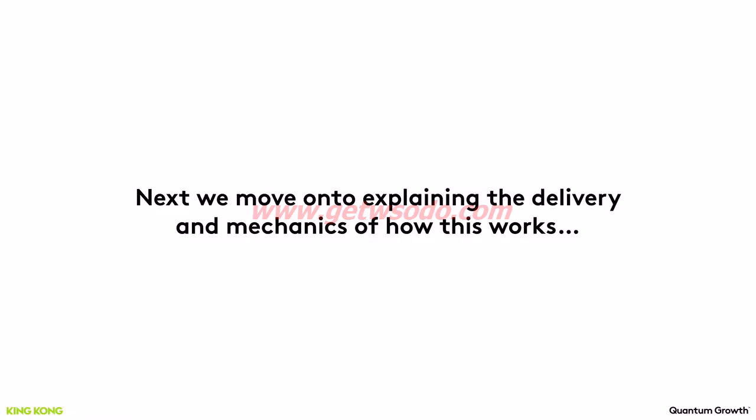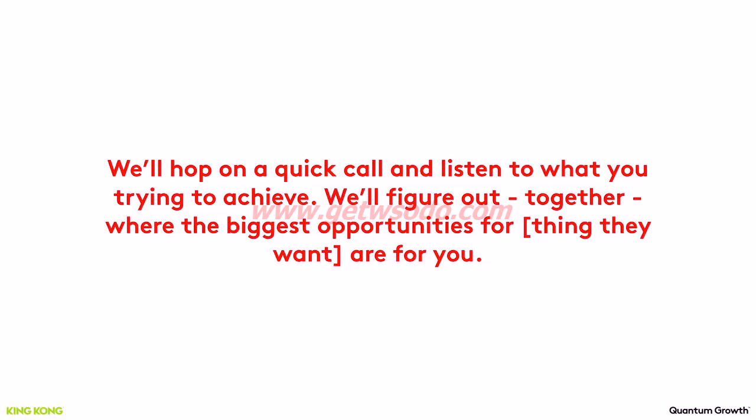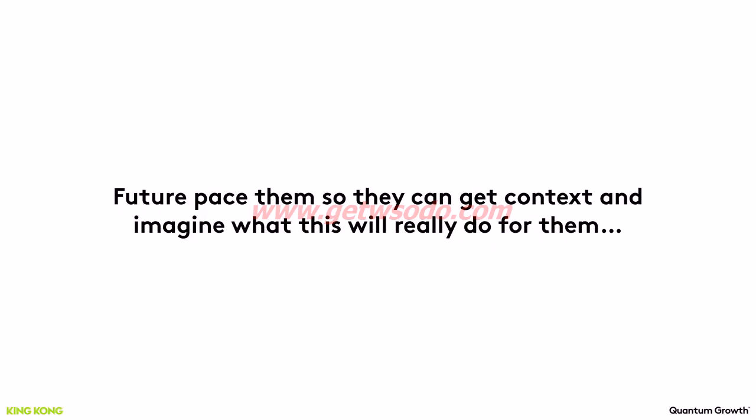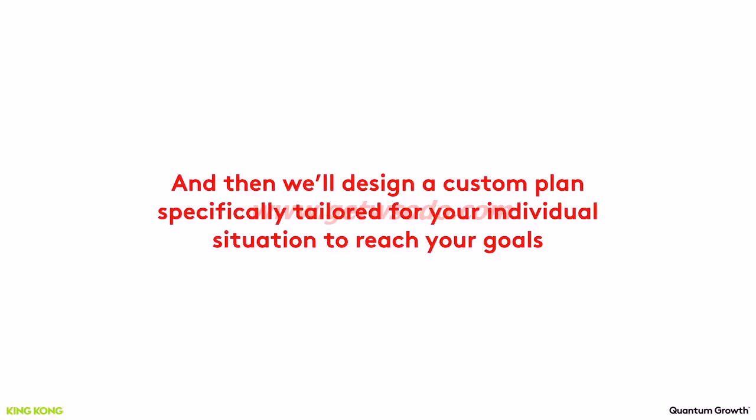Next, we move on to explaining the delivery and the mechanics of how this works, because they are going to have questions. The way that we do that is by just explaining what's going to be happening next. So we'll say, we'll hop on a quick call and listen to what you're trying to achieve. We'll figure out together where the biggest opportunities are for you. We'll then review your specific situation, i.e. your financials, your weight, your website, your Facebook ads. We'll review your website and do a conversion rate optimization audit. Whatever it is, there has to be some believability to you being able to have a look at their current situation. Then future pace so that they can imagine what this will really do for them. And then we'll design a custom plan specifically tailored for your individual situation for you to reach your goals.